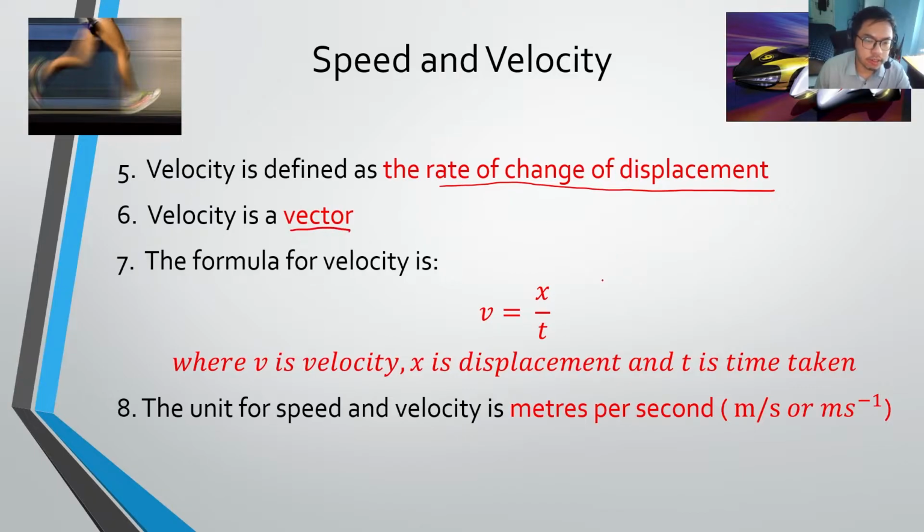The formula for velocity is this one here. v is the symbol for velocity. x is the symbol for displacement, divided by the symbol for time, which is t. Both speed and velocity tell you how fast things are going, and therefore they both have the same unit, which is meters per second, which you can write like this, m/s, or you can write it like this, m s^-1, meters second to the power of -1. So these two mean the same thing, but they are written in different ways.